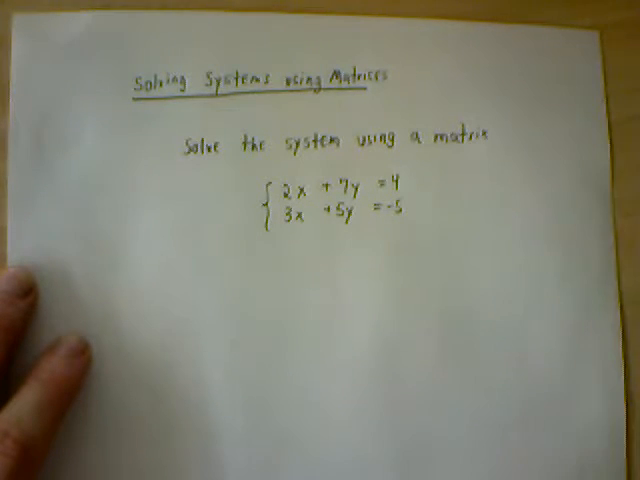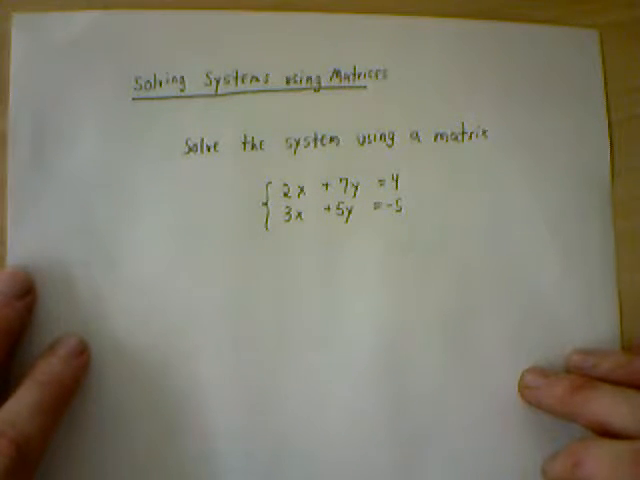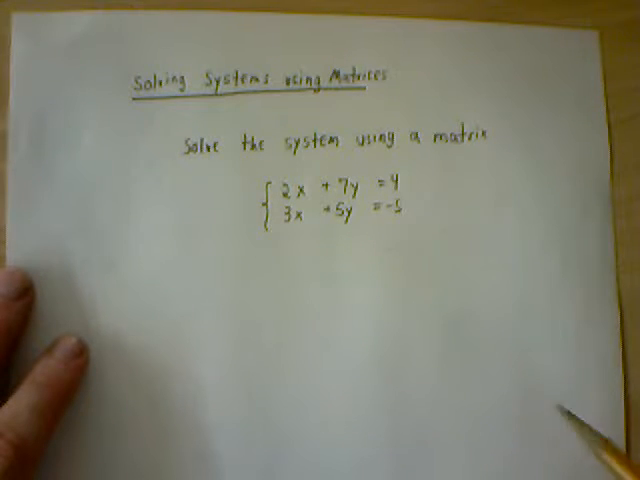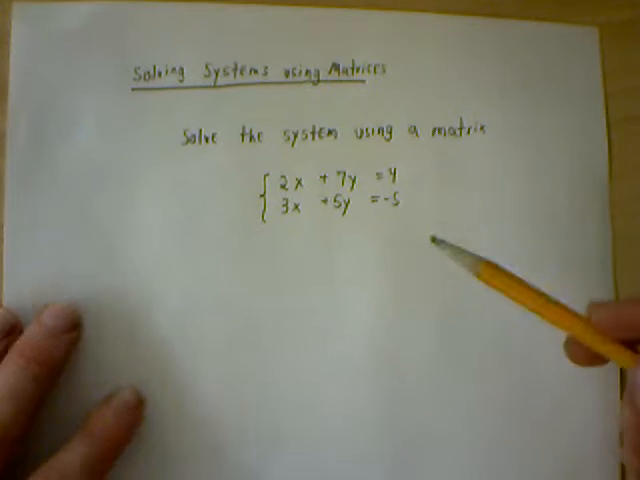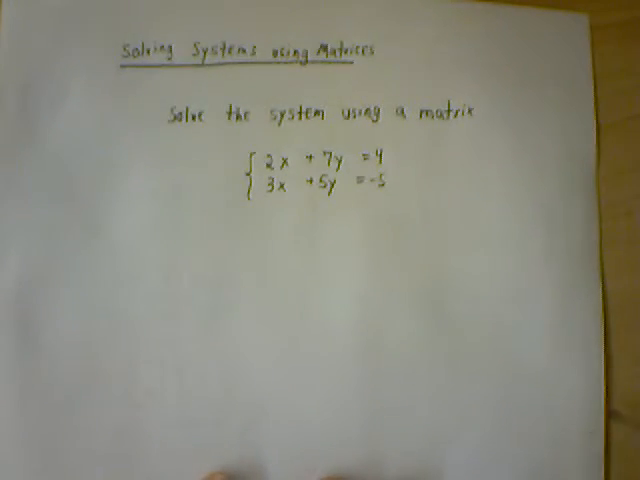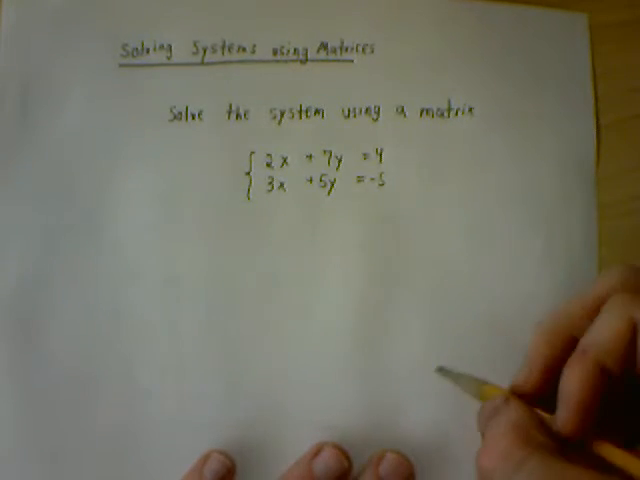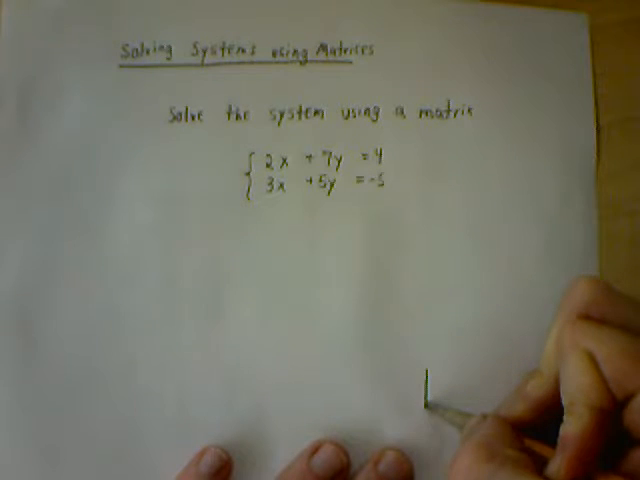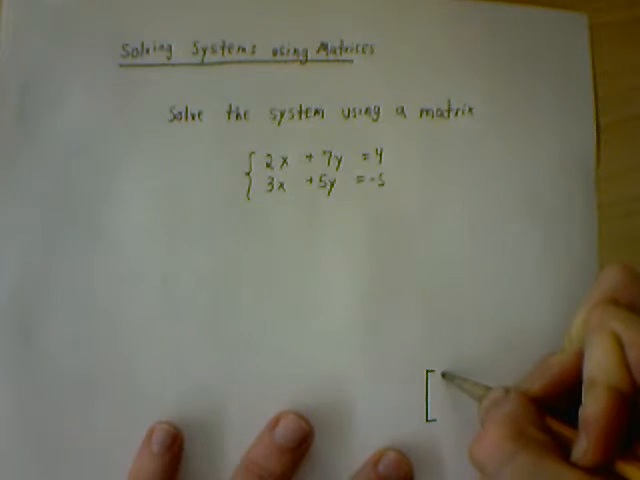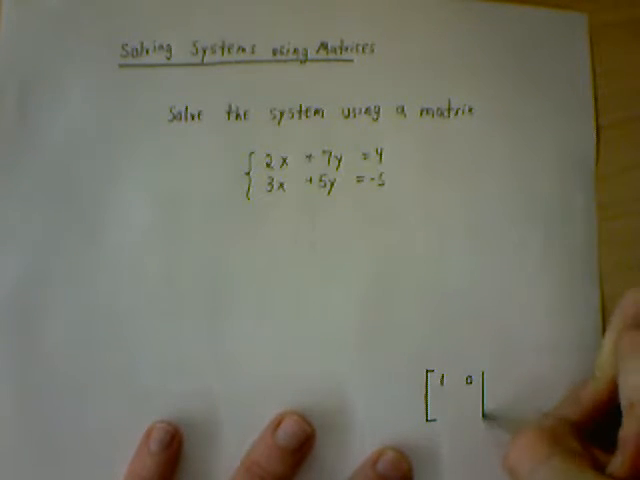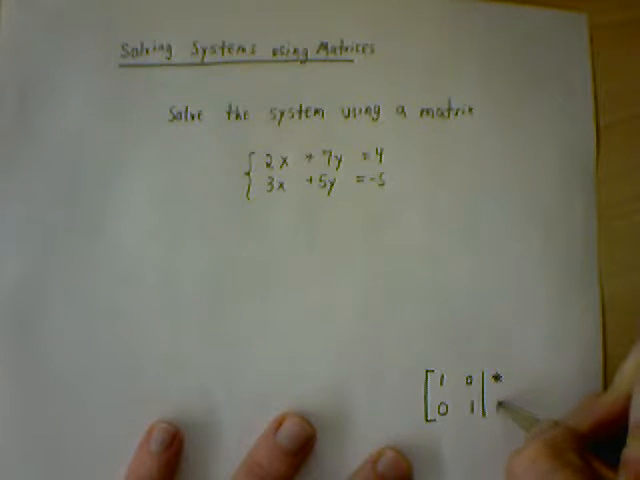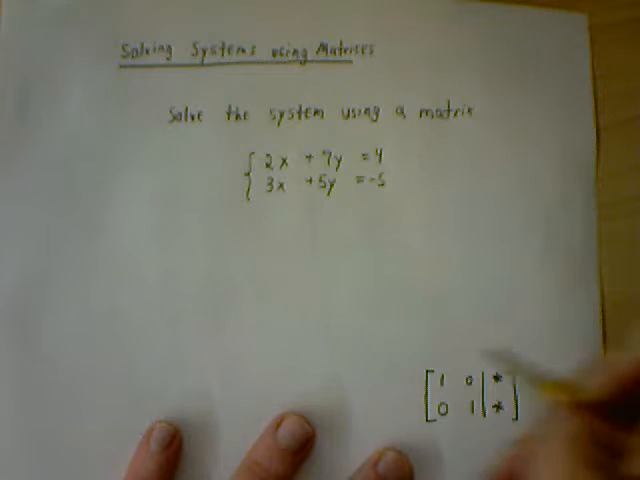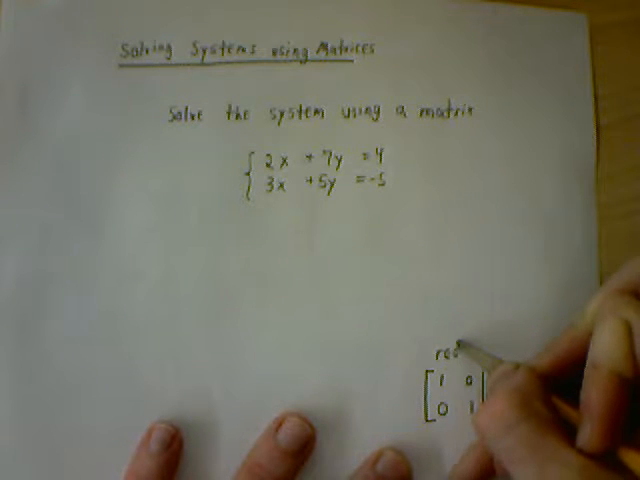Alright, this is my second video on solving systems of equations using matrices. We're focusing on two variable systems. First thing, we need to highlight our end goal. Our end goal is to obtain a matrix in this form: 1, 0, a number, 0, 1, a number. We call this reduced row echelon form.